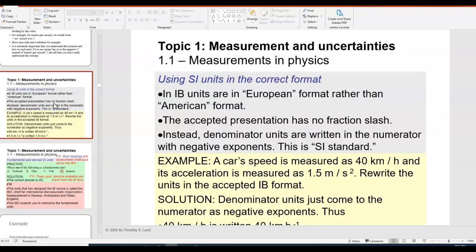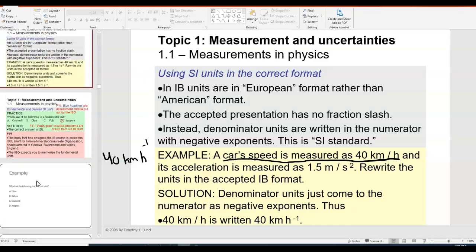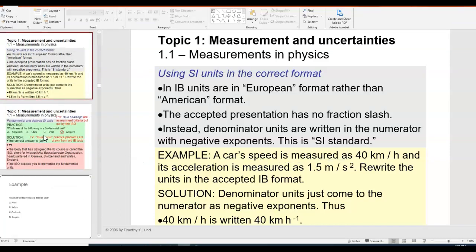Okay, so before we end this video, this is basically just an example of what we just talked about. If a car's speed is measured as 40 kilometers per hour, in IB notation, you would write that as 40. The kilometers is on top, the hours is on the bottom, and so you would write hours to the power -1. Okay, so there you go. Now, we're just going to do 2 more examples, and then we will be done with this video.